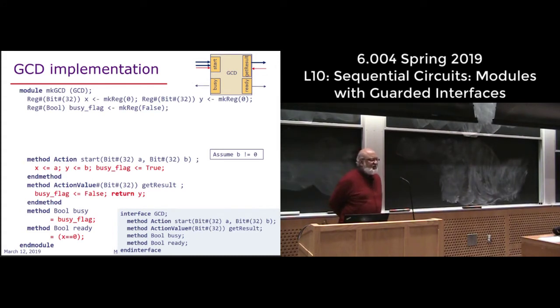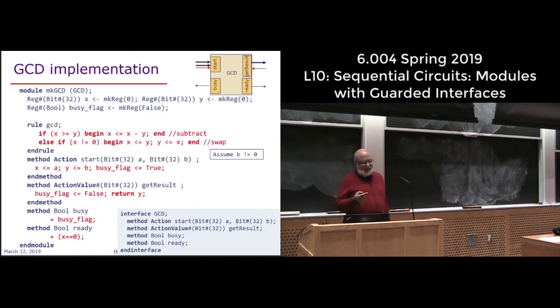But we still haven't computed the GCD. So where is the soul of GCD? How do we actually compute it? And that's the algorithm here. So there is a rule. I'm introducing a new kind of thing called rule. Its name is GCD. And let's see if this code makes sense. What does the rule say? It says if x is greater than or equal to y, then you do a subtraction. Then you say x gets x minus y, right?